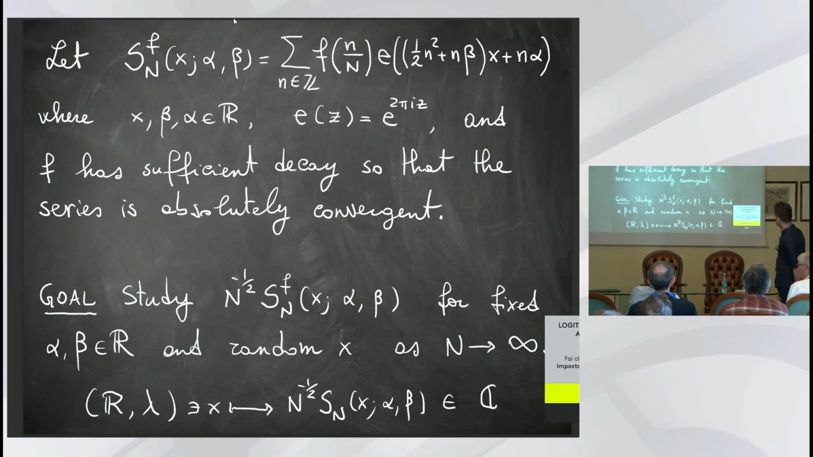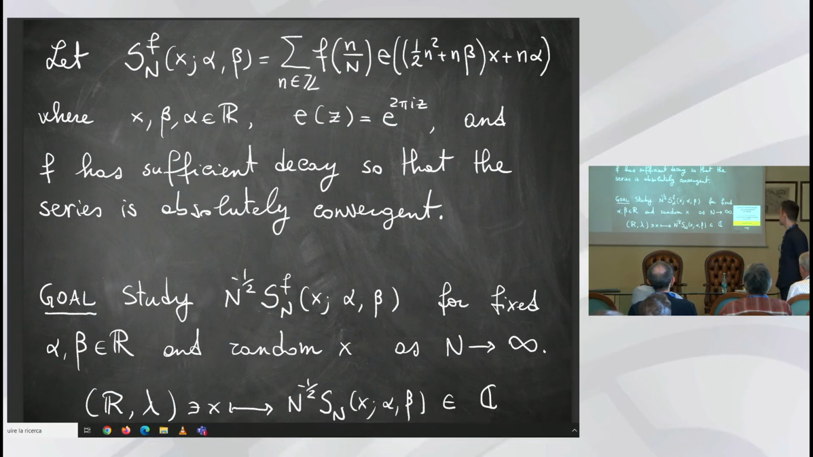To keep things simple in your mind, you could think of capital F as the indicator of an interval [0,1]. In that case, the sum, instead of being over all of the integers, simply breaks down to a sum from 1 to capital N. So if you want, in your mind, think of F as an indicator, and so this is just a finite sum. In fact, we will actually require F, for the purpose of this talk, to be smoother than that for technical reasons. But you think of F as some kind of smooth indicator.